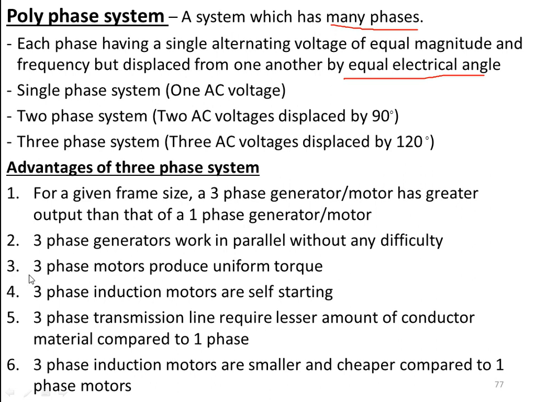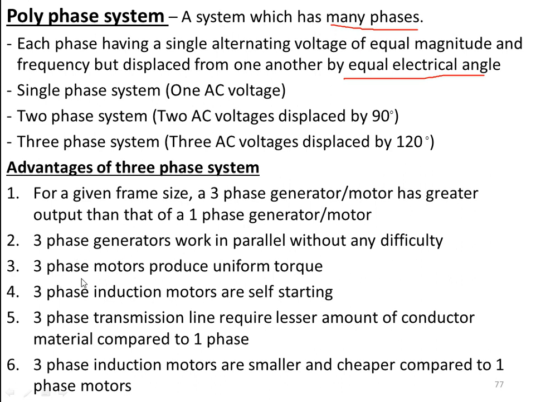Whereas in the case of single phase generators, there is synchronization. Synchronization means you have to adjust the amplitude, frequency and phase difference. In the case of single phase generators, adjusting these three parameters, amplitude, phase difference and frequency, is a tough task. Whereas in the case of a three phase system, synchronism can be made very easily. That is why we can say three-phase generators work in parallel without any difficulty.